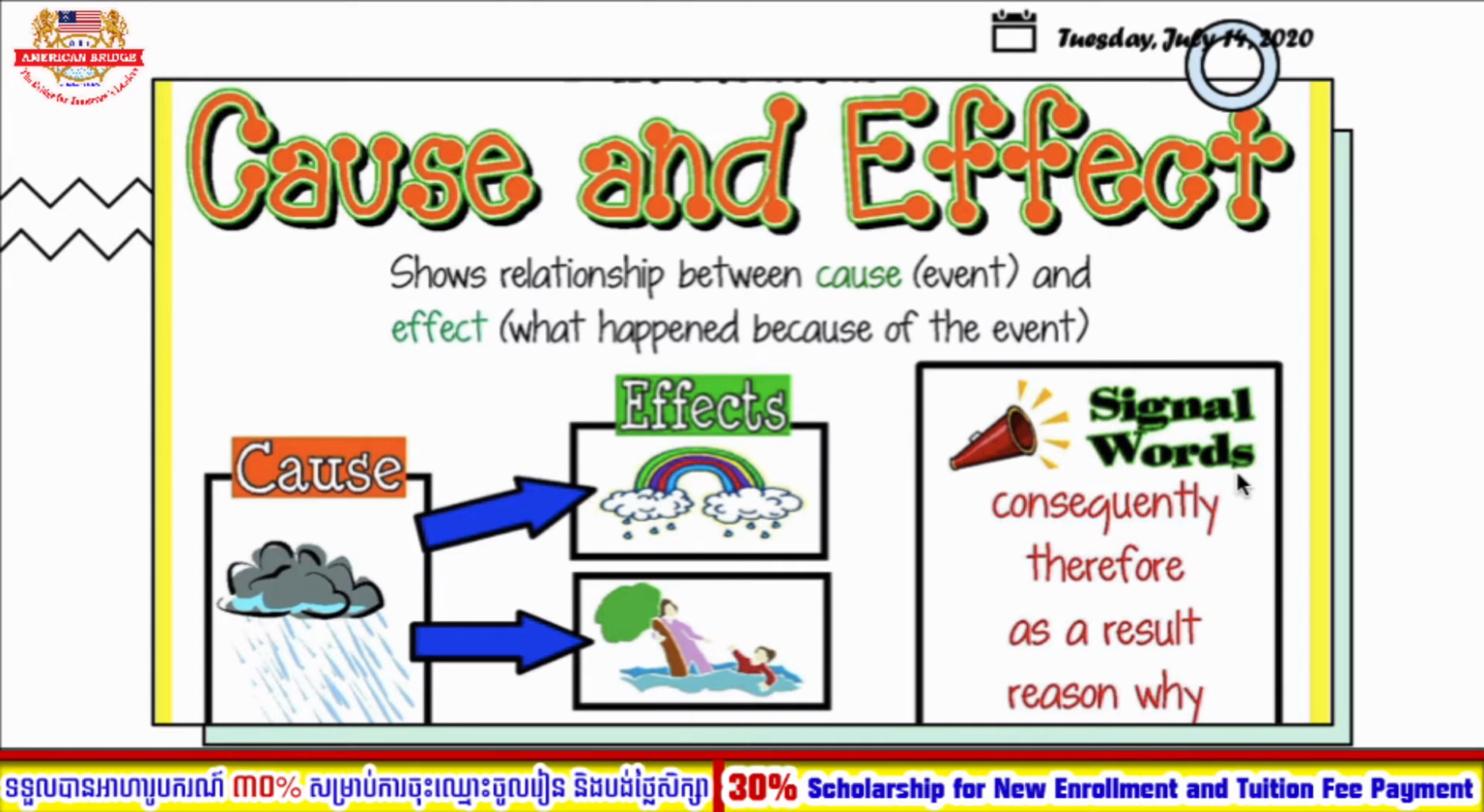And moreover here, as you can see, there are words which are used to show the relationship between the cause, which is the event, and the effect or the result. So consequently, therefore, as a result, the reason why. So all these words, when you see them, you will need to use them in order to show the relationship between cause and effect.